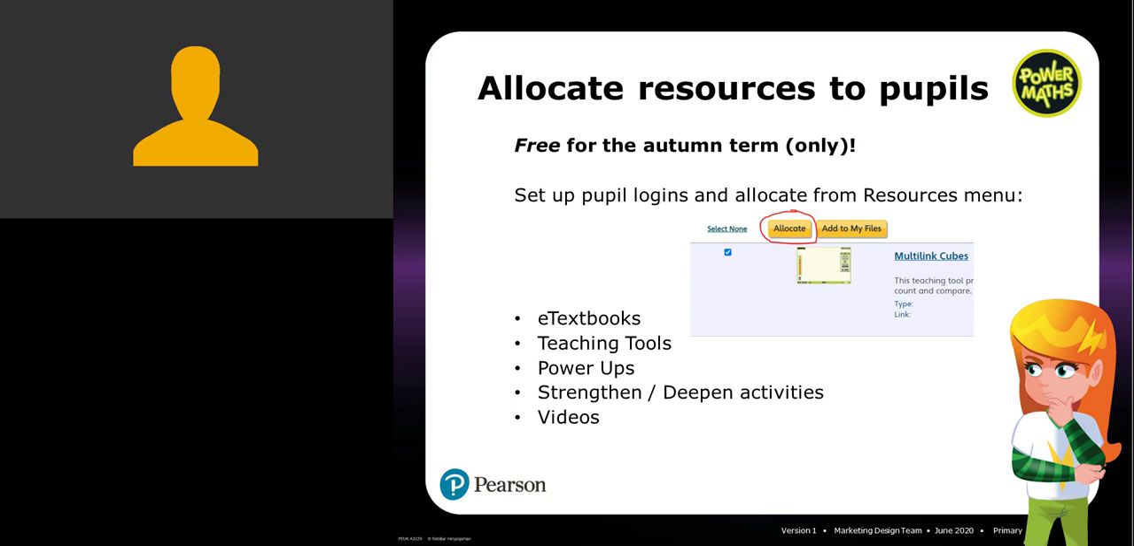The resources you'd be able to allocate would be e-textbooks, which we know will be useful, and teaching tools, which we've been asked for pupil versions of often, but could be particularly useful in the autumn term if you have any concerns about sharing concrete materials in the class, for instance. Other materials you'll be able to allocate are the power-ups, strengthen activities, deepen activities, and also the videos.